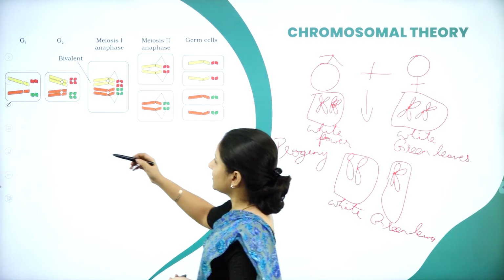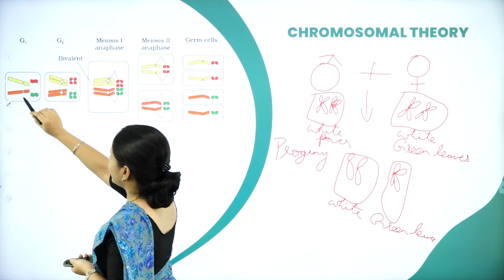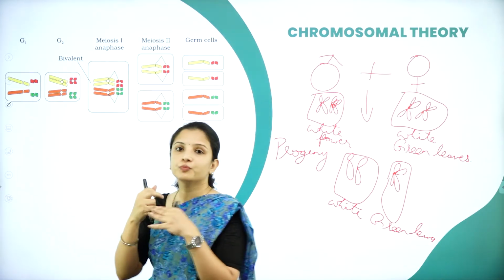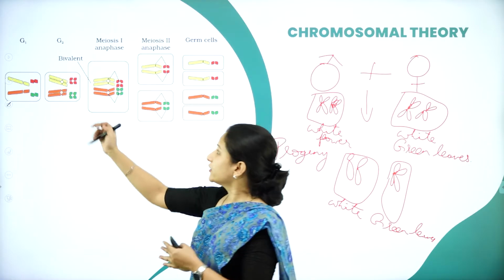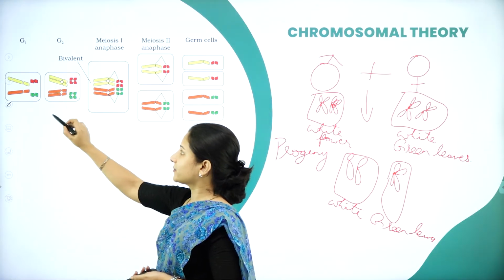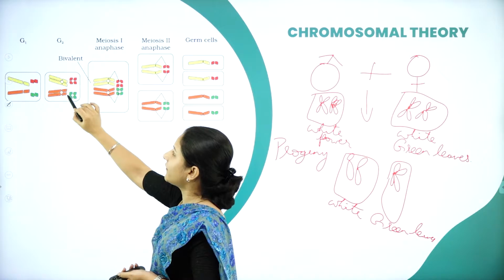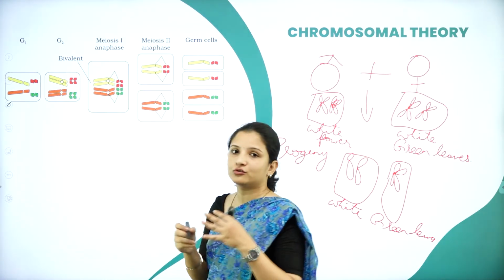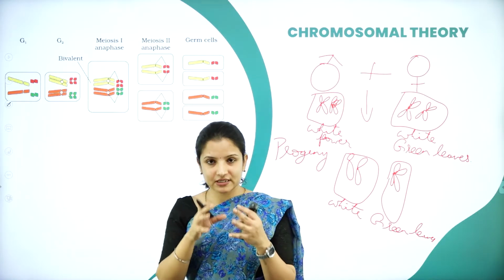So here you can see there is one cell, and in the cell the chromosomes are there. In the next stage, what happens? During meiosis, the duplication of the chromosomes takes place, so they have doubled in number. Once the duplication takes place, they enter first into the interphase.